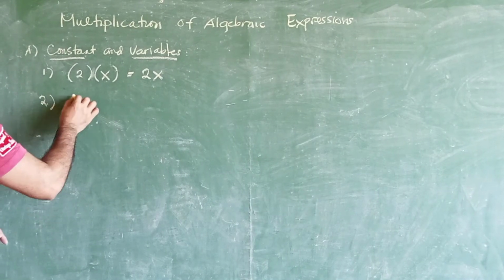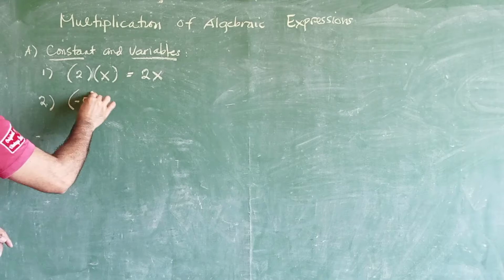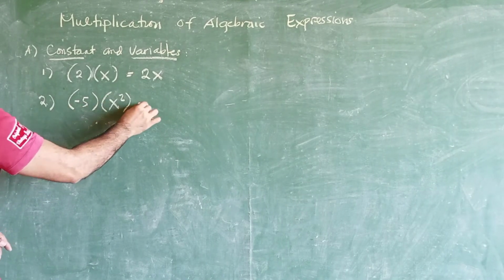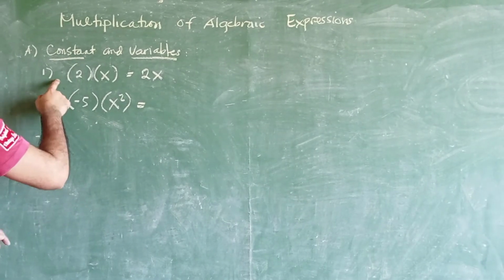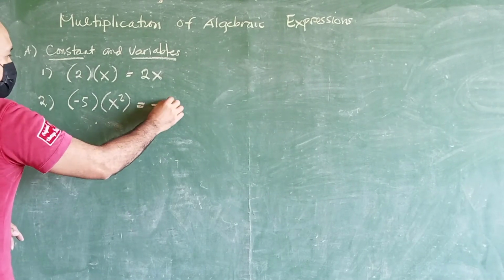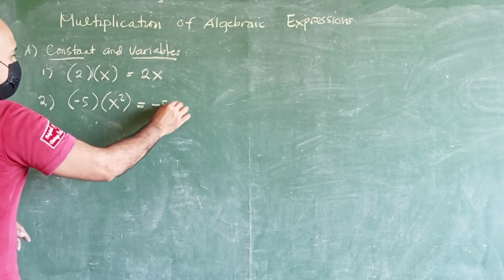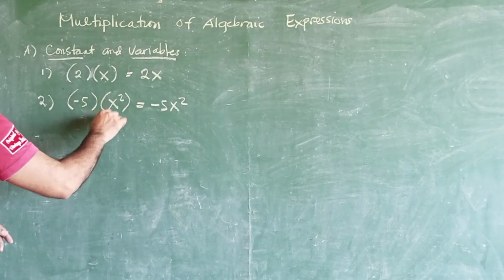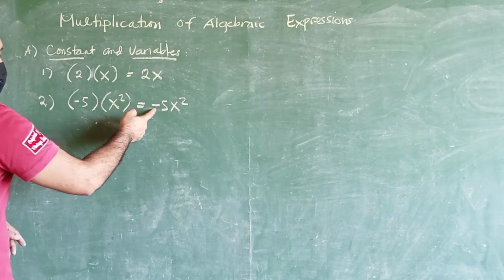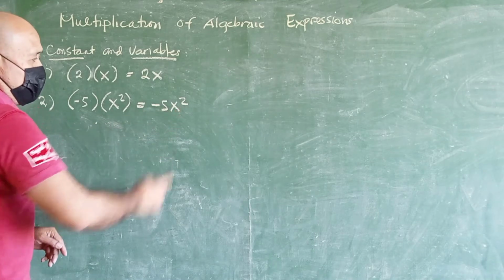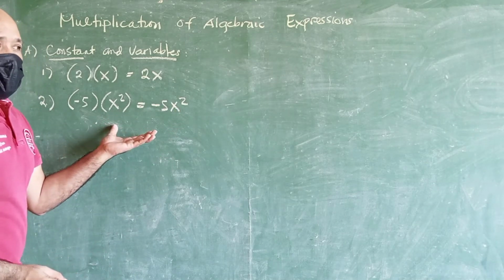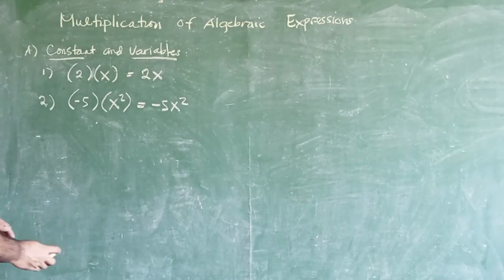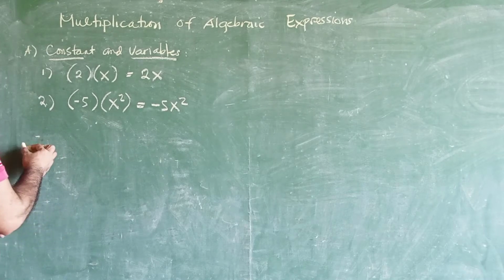Another one. We may have negative 5 times x squared. The same as the first example, you just copy them together as your answer. So the result is negative 5x squared. You read this as the quantity of negative 5 times the quantity of x squared. I hope this one is very clear to you as part of the basic review of multiplication of algebraic expressions.